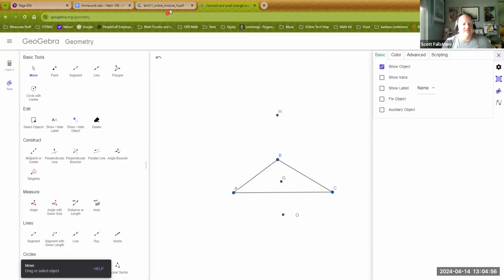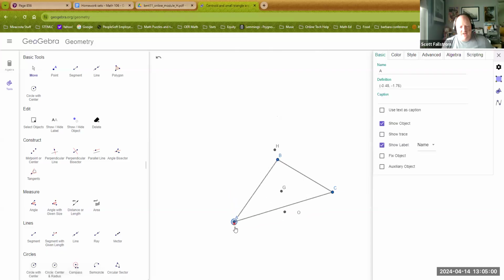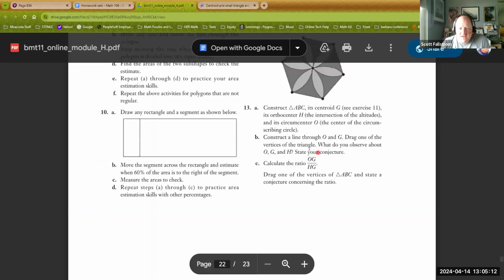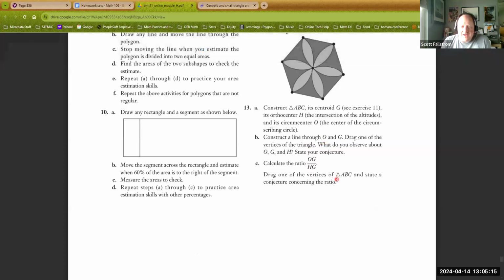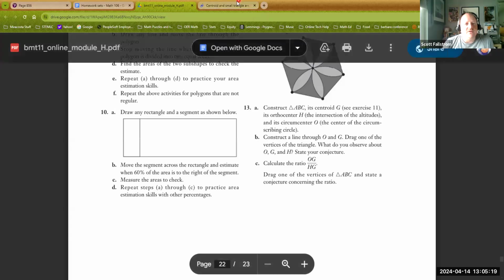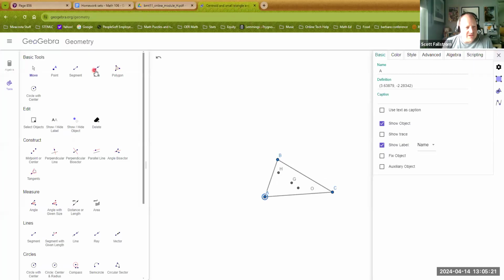All right. Now I have G, H, and O. Those seem to be the points I need to worry about. And let's see here. Yeah, so they do move around. As you can see, if I move A around, those points definitely move. It kind of looks like they stay in a line though. Okay, let's see what it says. Construct a line through O and G. So I need the line tool through O and G.